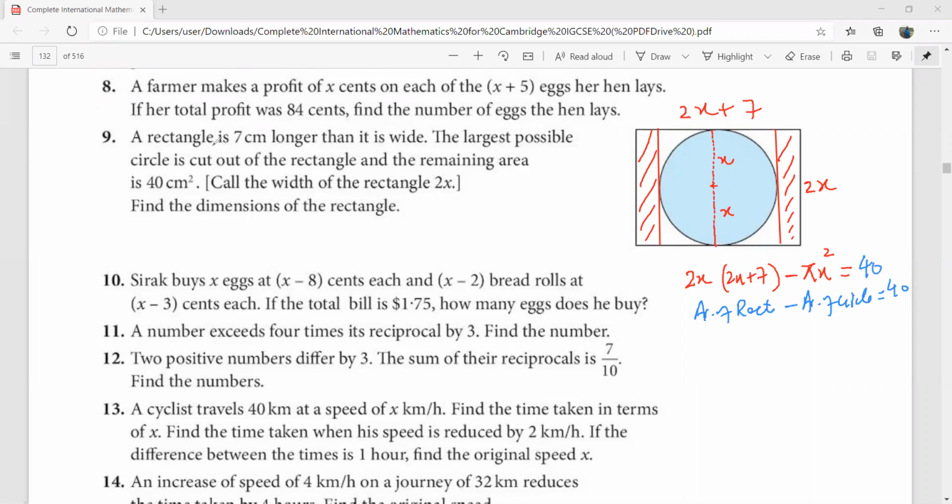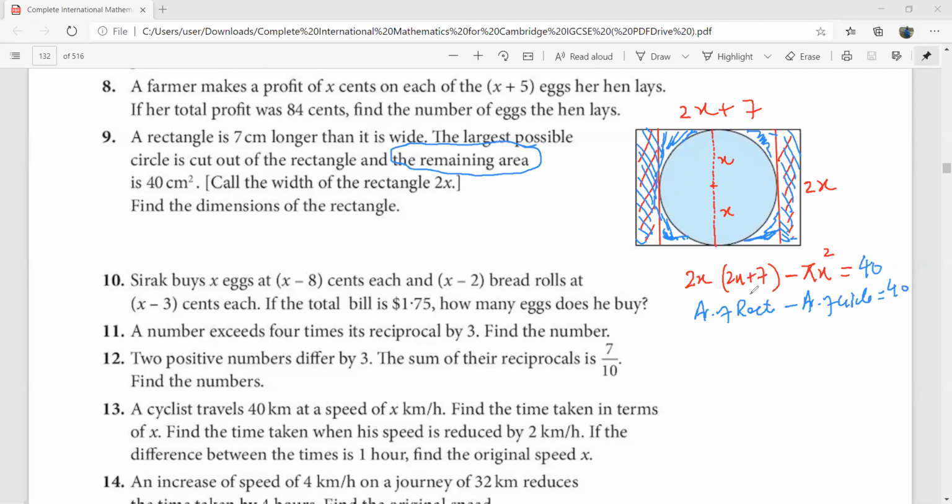Because if you look at this statement again, it says the rectangle is 7 cm longer than its width. The largest possible circle is cut out of the rectangle, and this remaining area is 40. So this is the remaining area, because when you cut out the circle from this, you will be left with this part over here, okay? And yes, this is the remaining area. The largest one is cut out of this. So all of this here. Okay. So that is going to be area of the rectangle minus area of the circle. That is going to be equal to 40.